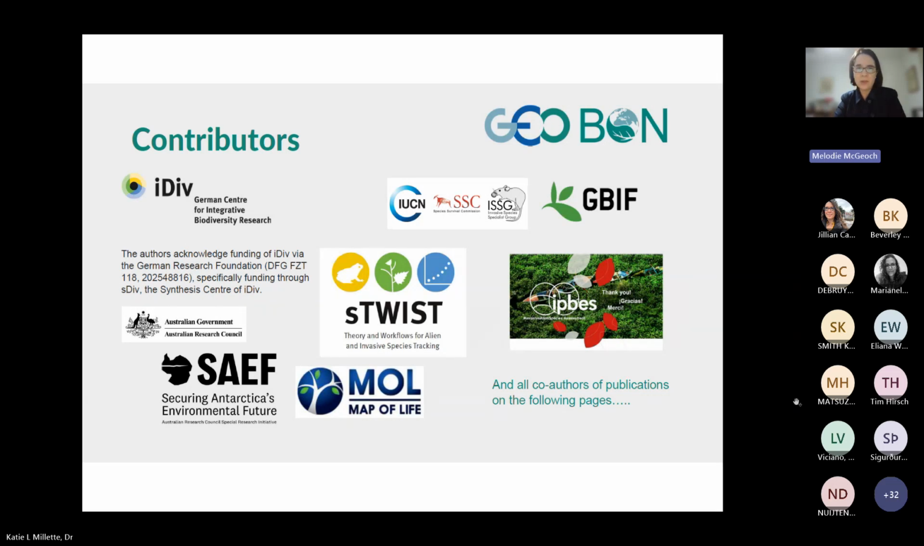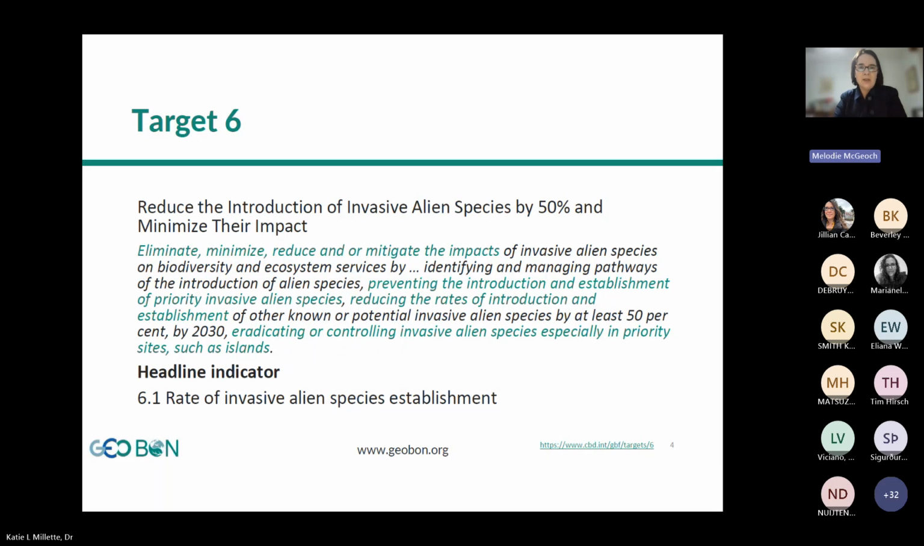If you could move forward, next slide, Katie. So as Marianella introduced, target 6 is to reduce the introduction of invasive alien species by 50% and to minimize their impact. And under that, there's some additional text that explains the target. And then the particular headline indicator that has been selected is the rate of invasive alien species establishment.